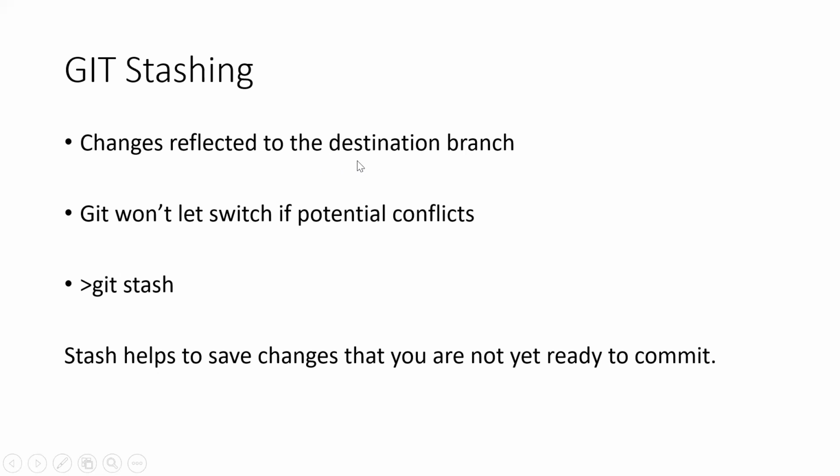Changes reflected to the destination branch, Git will switch only if there are no potential conflicts. So this is the same case I just told you. For conflicts, if the particular thing is there, we can stash it. The command is git stash. Stash will help to save changes that you are not yet ready to commit. Till it is committed, those changes will be reflected. After that, whatever we have done in the main branch should be discarded.